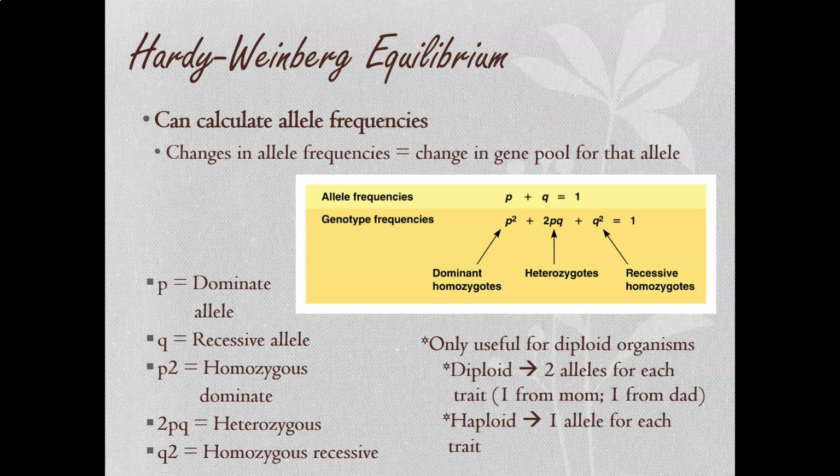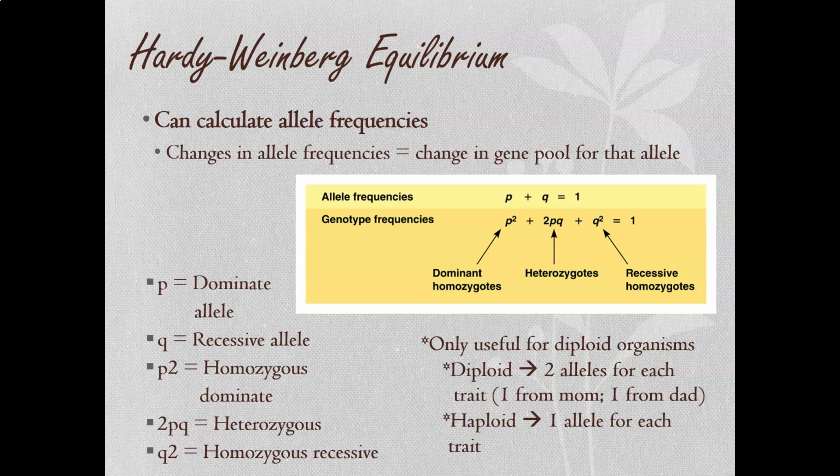And what that really means is the frequency for that dominant allele, just like we were calculating back for the mouse example a few slides ago, where I have the frequency for that dominant trait. I add that together with the frequency for the recessive trait, and it ends up equaling 1. Or you can think about it, if it's in percentages, as 100%.